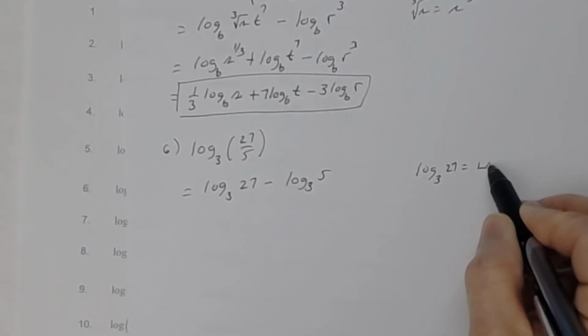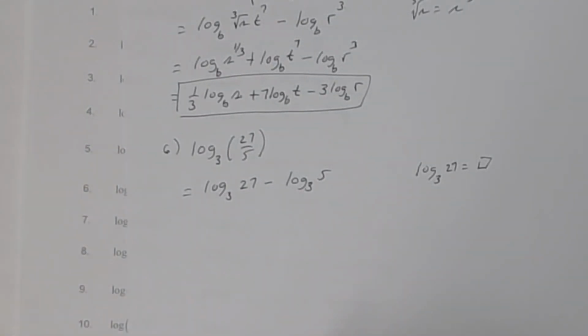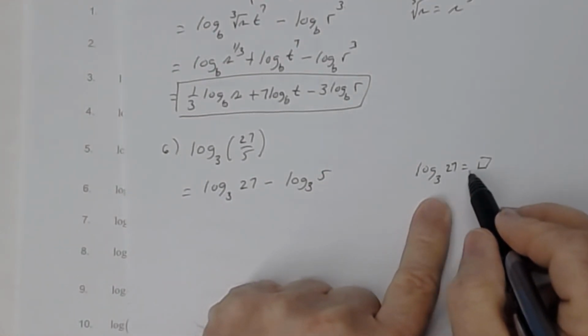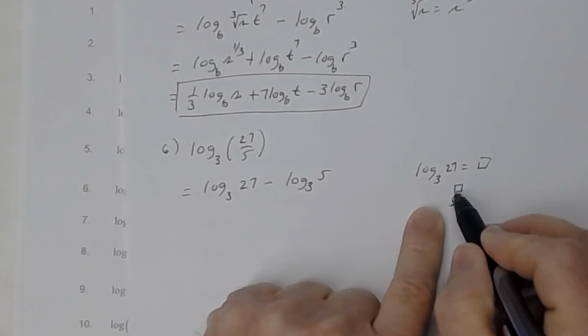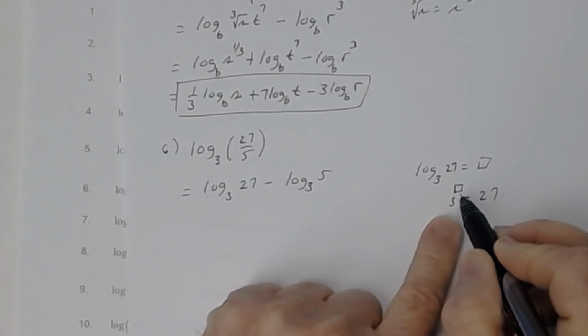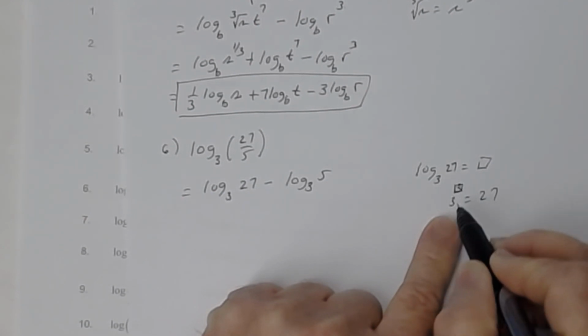All right, so I'm going to put equal box here or x, whatever you want to use. Now I'm going to change this to an exponential. So you're going to ask yourself, 3 to what power is 27? Well, all of you know that 3 to the third is 27, right? That's a 3 that goes here.